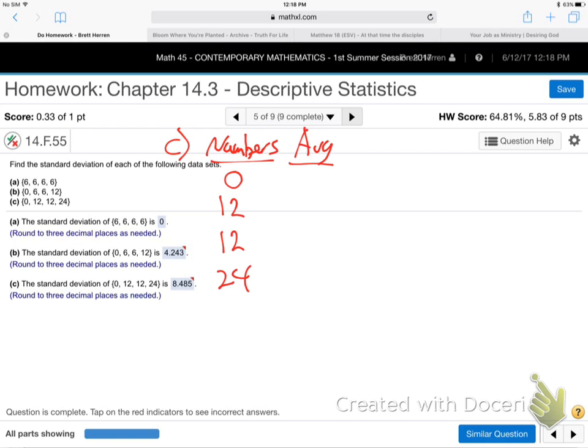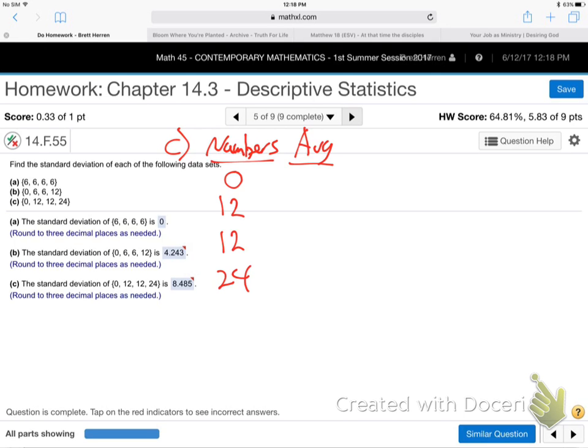Yeah, TI is real easy. You just got to go into list mode. Hit the stat key, and then edit. Then you just enter the numbers down in L1. So just go 0, 6, 6, 12. Just go 0, enter.